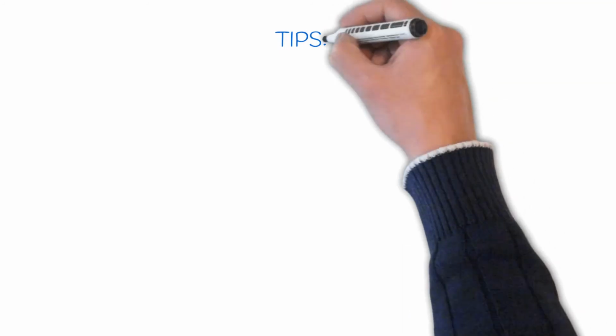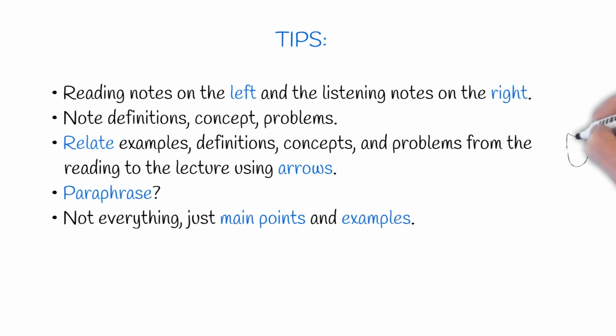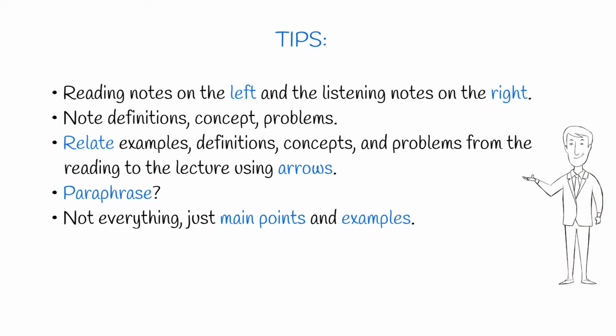Some tips. When you take notes, draw a line and divide the page into two. On the left, take notes on the reading. On the right, take notes on the listening. You will see why. Note definitions, concepts, problems, and anything new. Then, relate examples, definitions, concepts, and problems from the reading to the lecture using arrows. And this is the point of dividing the page into left and right. It makes your job easier to connect the ideas. You can just draw a line and show that connection in one second.